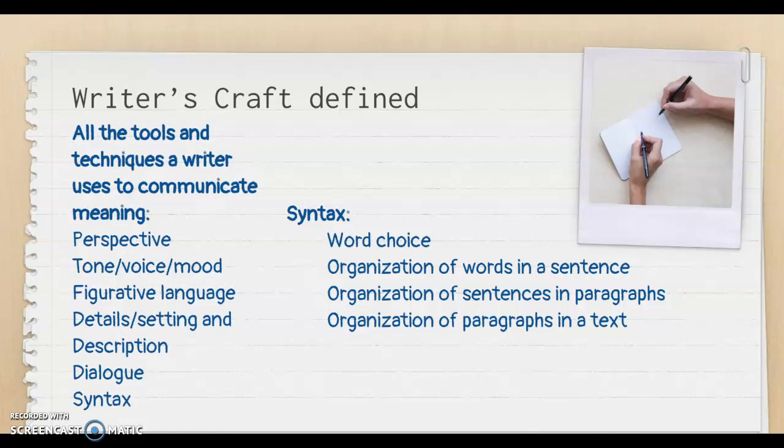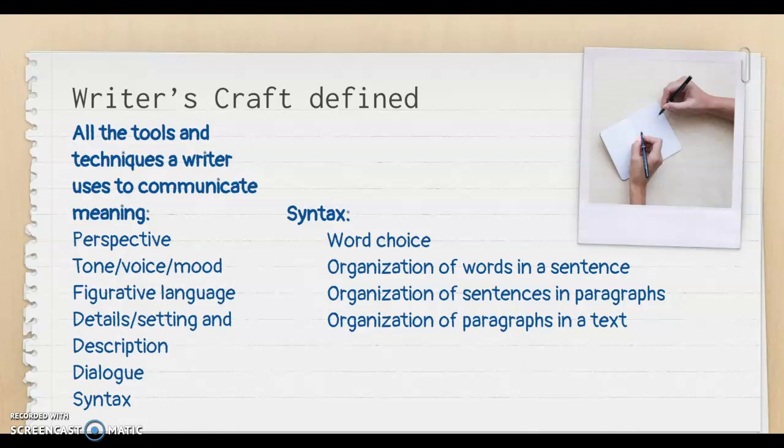to go to town. Put it in quotations. John said, quote, go to town, end quote. Dialogue has a way of quickening the pace of a text. Dialogue brings readers into a text, makes it more real, makes it active as opposed to passive. And then syntax is a technique that writers use to communicate meaning.